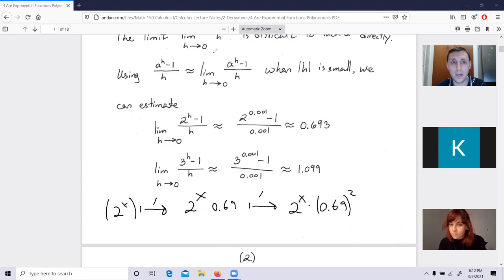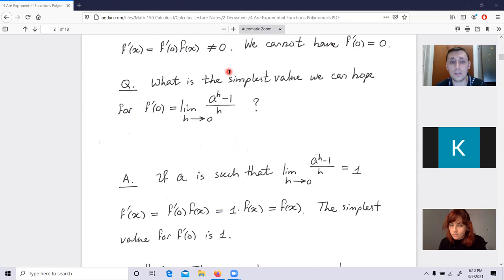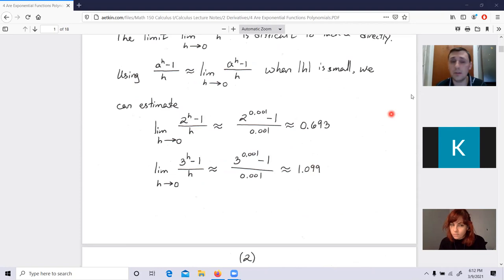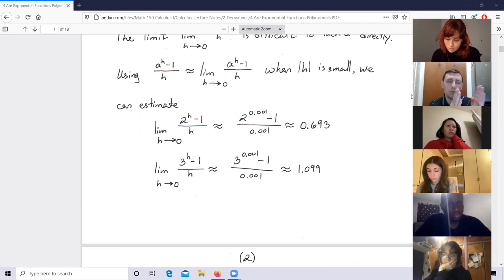If you were to play around with 3 to the x, you would have gotten a different number. With 3 to the x, it would have been roughly 1.099. And in each situation, we see the number, in one case, slightly below 1, and then slightly above 1. But in each of those cases, this multiplication is somewhat complicated.